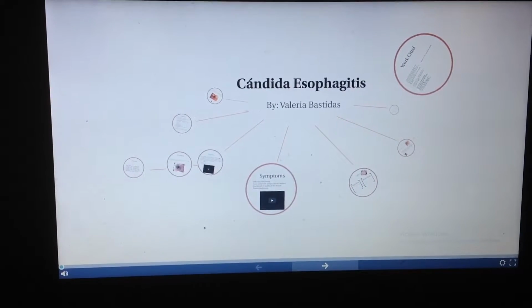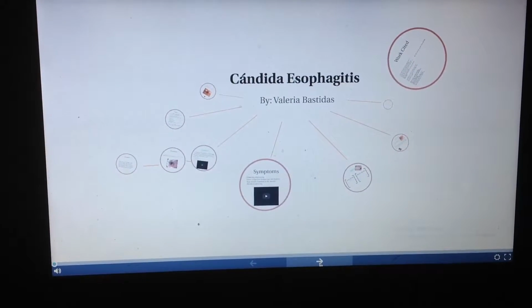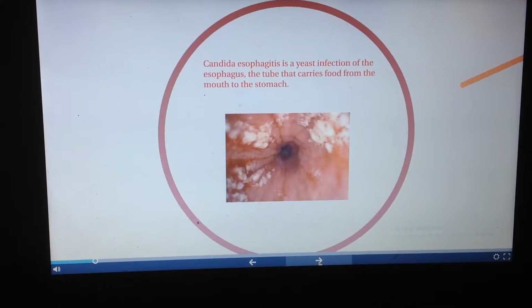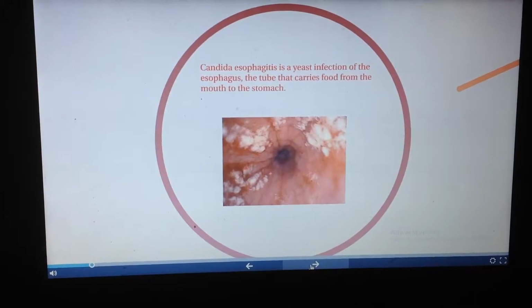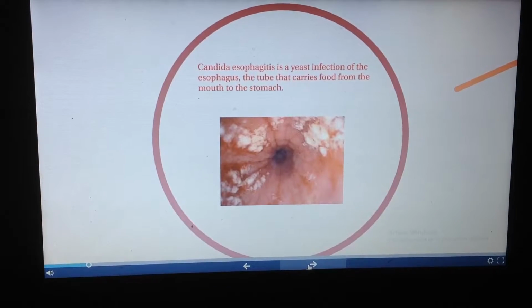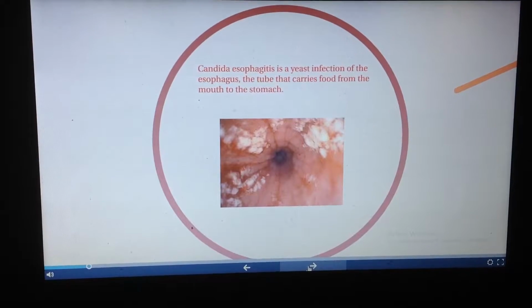Candida esophagitis by Valeria Bastidas. Candida esophagitis is a yeast infection of the esophagus, the tube that carries food from the mouth to the stomach.